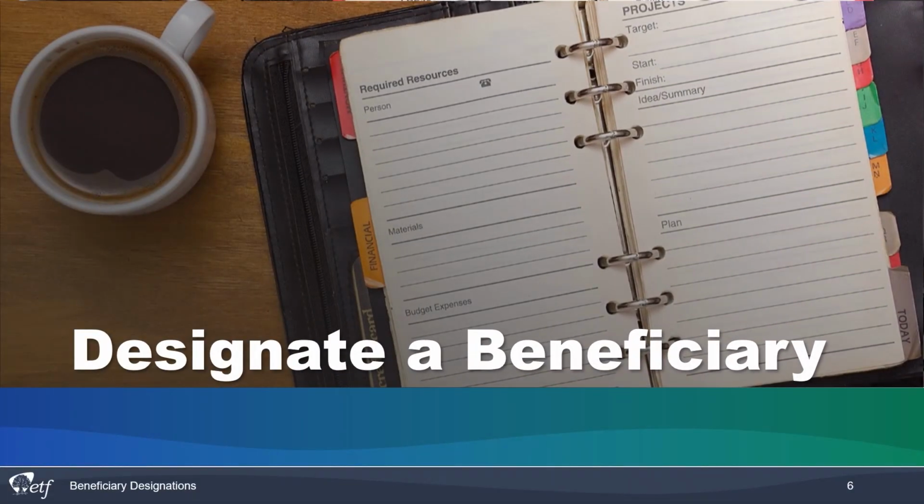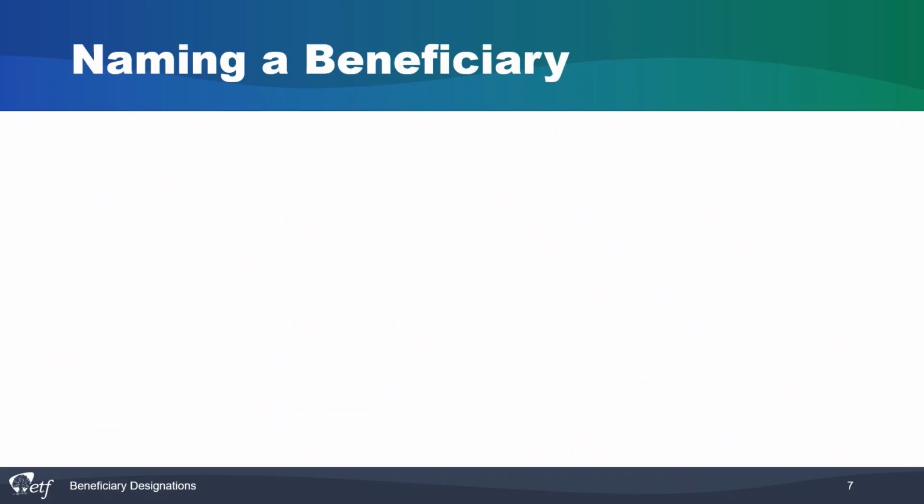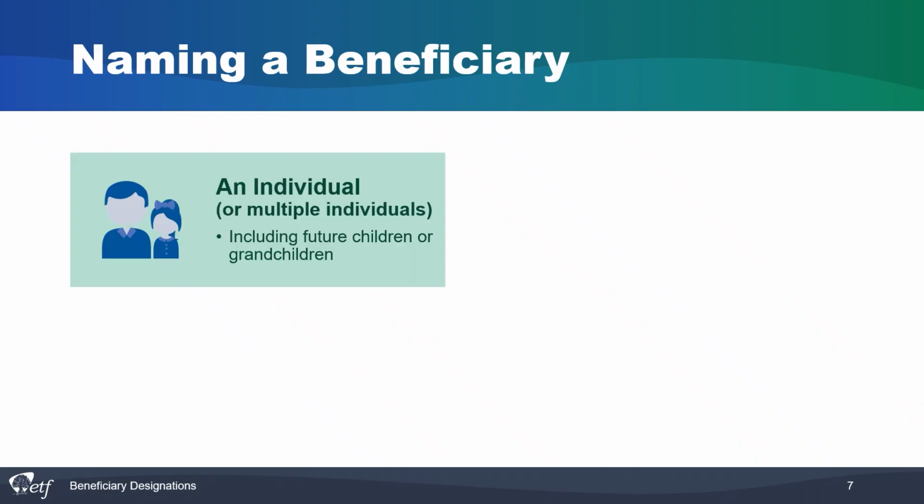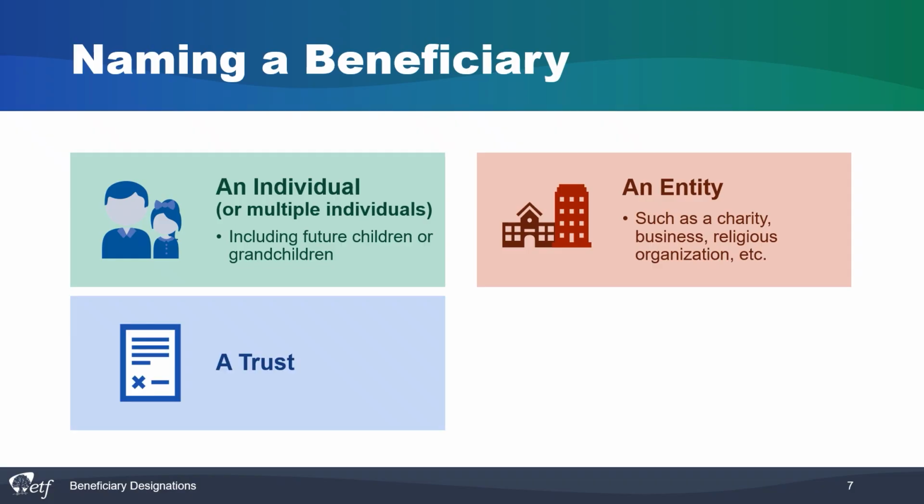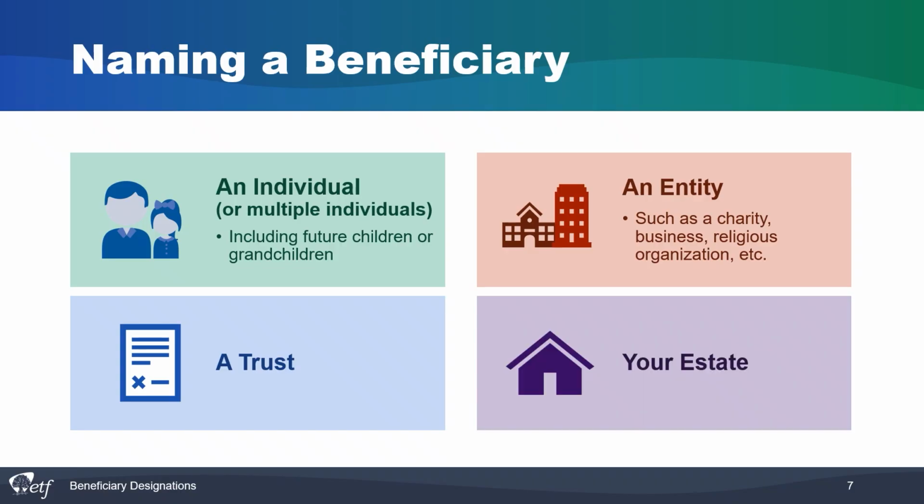Next, we are going to look at how to designate a beneficiary to receive your benefits. You may name one or multiple beneficiaries. A beneficiary does not have to be related to you. You may name an individual or multiple individuals, including future children or grandchildren. You may name an entity such as a charity, religious organization, etc. You may name a trust. You may name your estate. You may not name the individual, entity, trust, or estate more than once on the form.